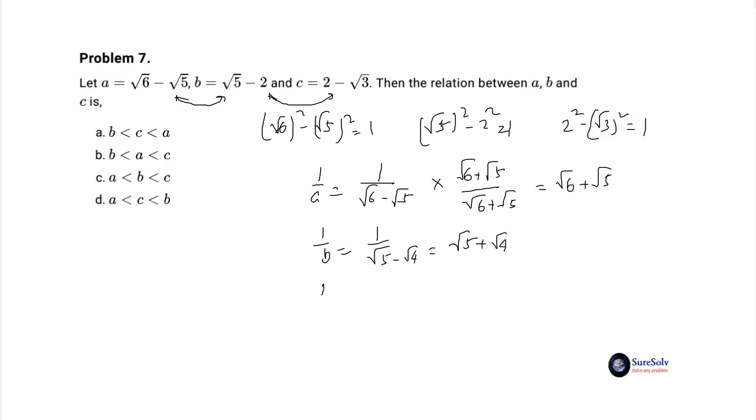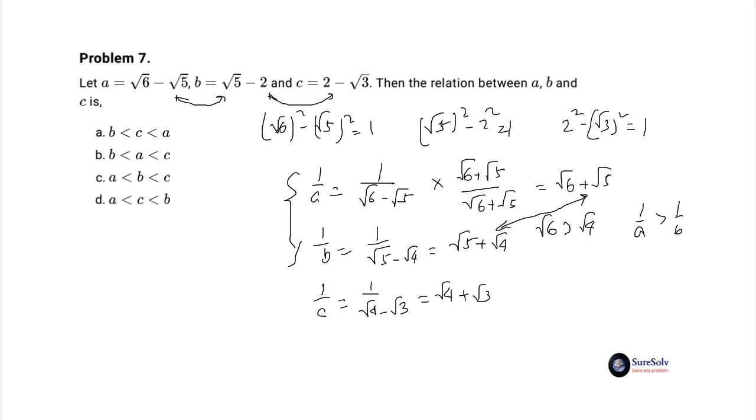and 1 by C equal to 1 by square root 4 minus square root 3 equal to square root 4 plus square root 3. 1 by A and 1 by B have square root 5 common and square root 6 greater than square root 4. So 1 by A greater than 1 by B.